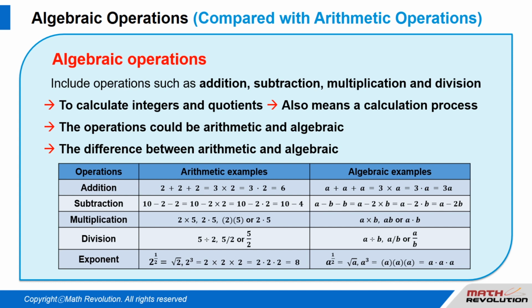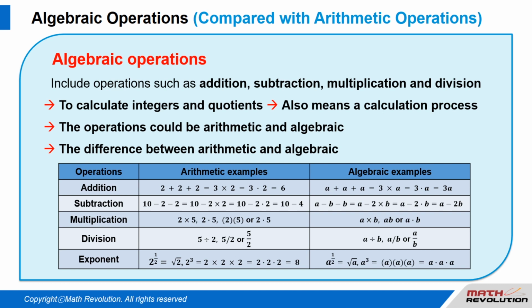Operation is subtraction. Arithmetic example of subtraction is 10 minus 2 times 2 equals 10 minus 4. Algebraic example of subtraction: a minus 2 times b.